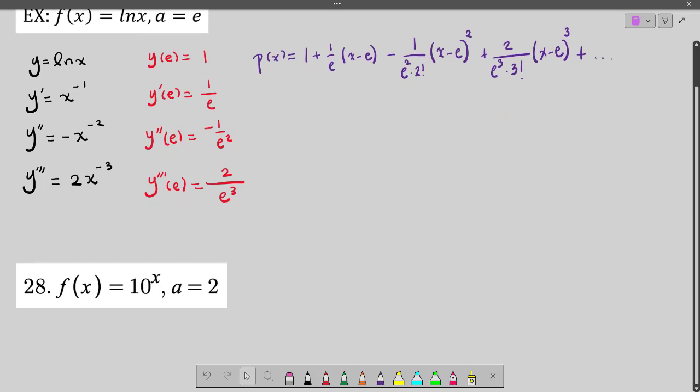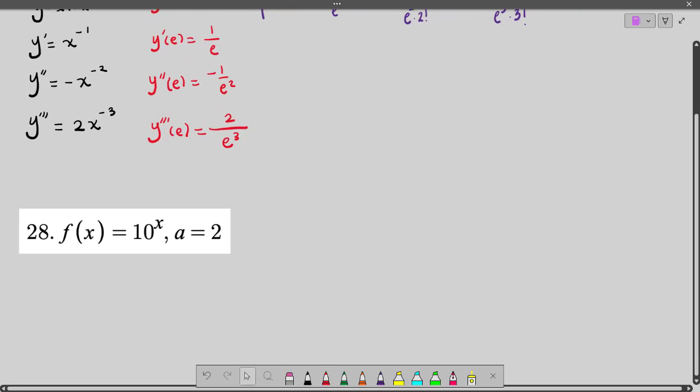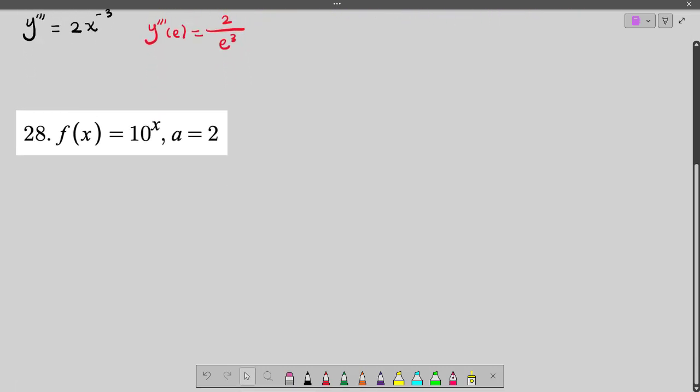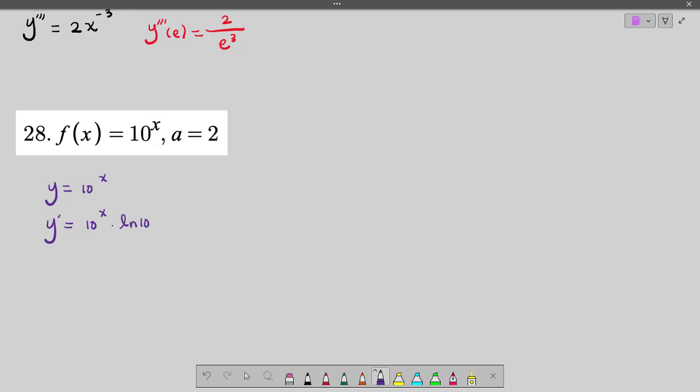All right, you all try this one, number 28. Just as a reminder, when you do your derivative, this is an exponential, so the derivative is itself multiplied by the natural log of the base. Go to 4 non-zero terms.